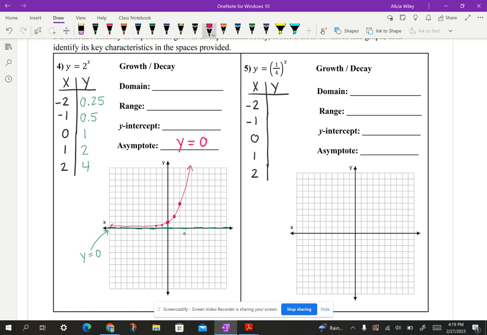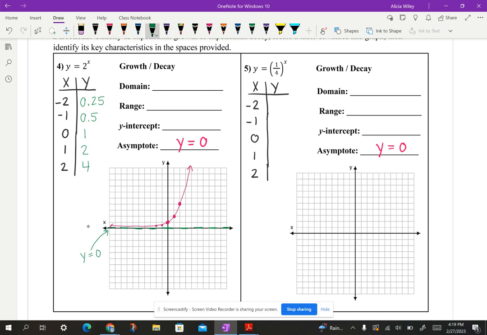If you did 2 to the negative 10th power in your calculator, I can guarantee you that you're not going to get a negative number. You're never going to have any y values that are down here. So this graph is going to approach our asymptote. It's going to get really, really close to it, but it's never ever going to touch it. So that's what your graph will look like. Like on this next example, it's also going to have an asymptote at y equals 0.